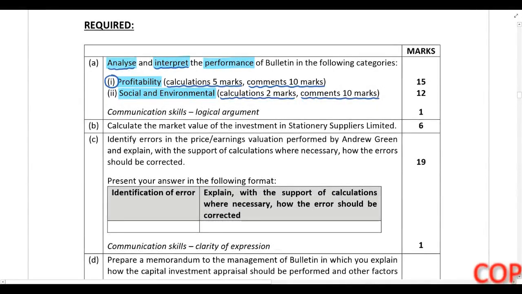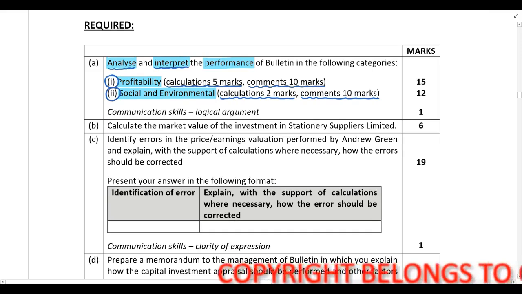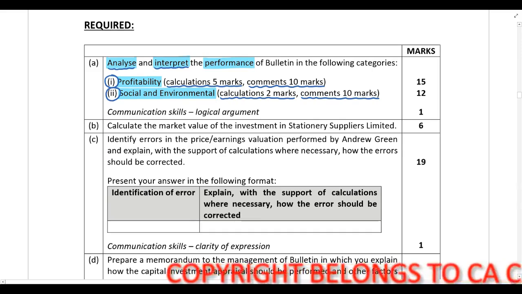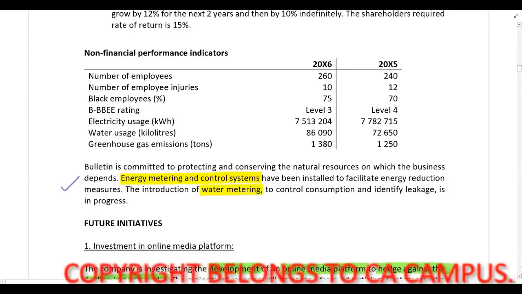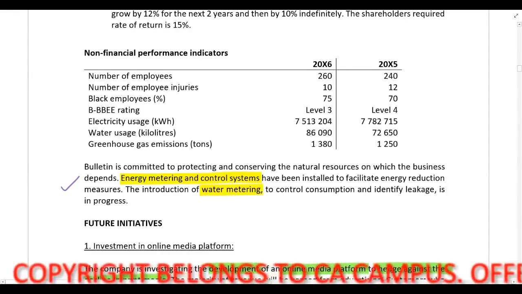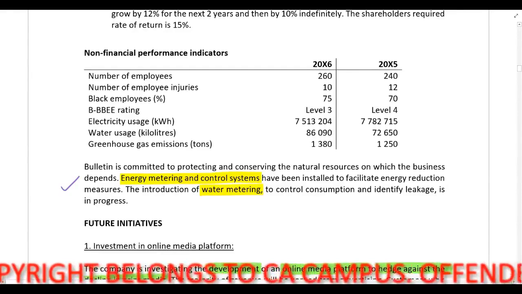Then next we need to analyze and interpret Bulletin's social and environmental performance. So let's start with the calculations first. There are 2 marks available for calculations. So once again, let the mark allocation guide you. Don't perform too many calculations. Go back to the information provided in the scenario to determine what calculations you are going to perform.